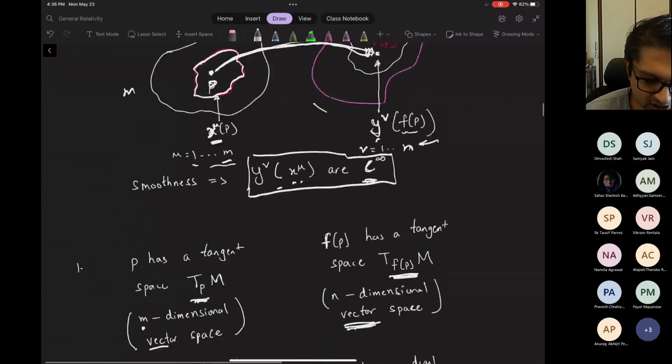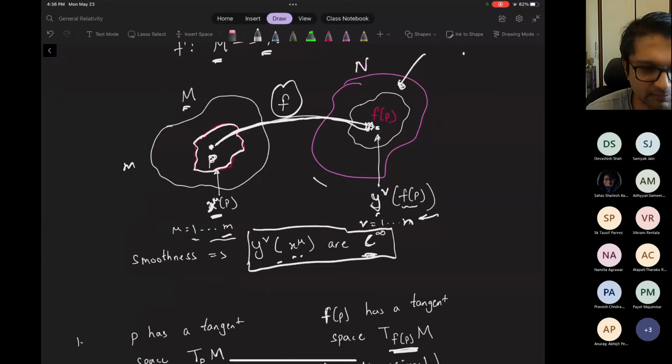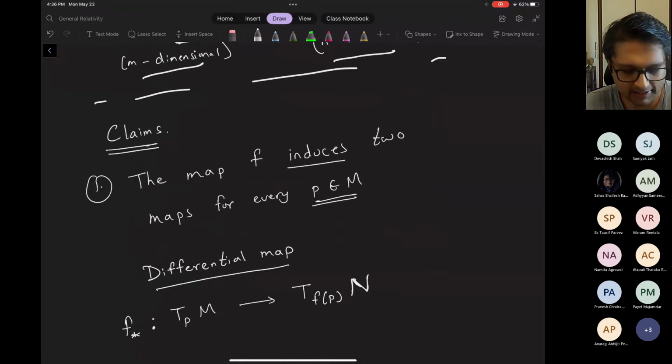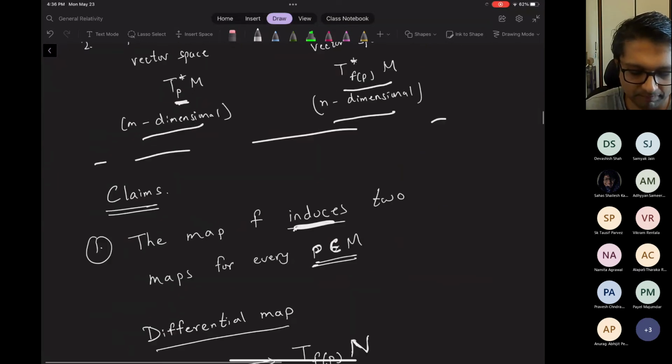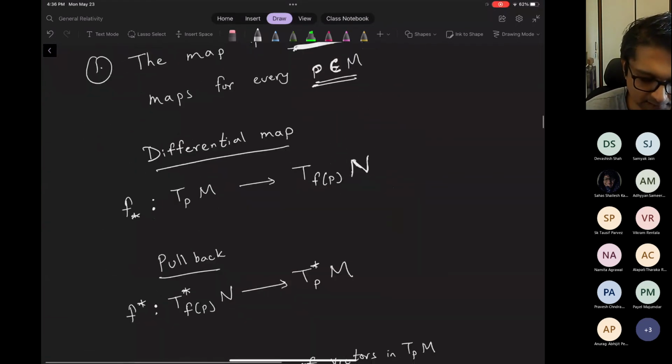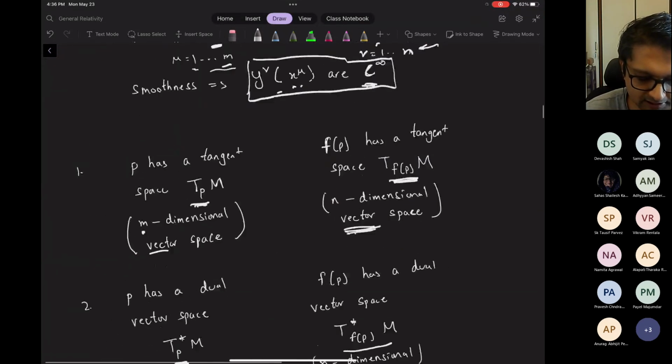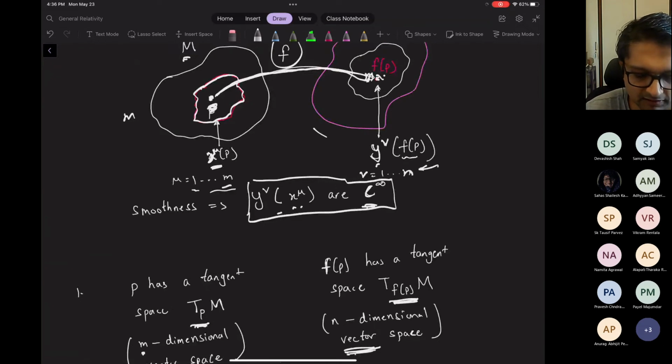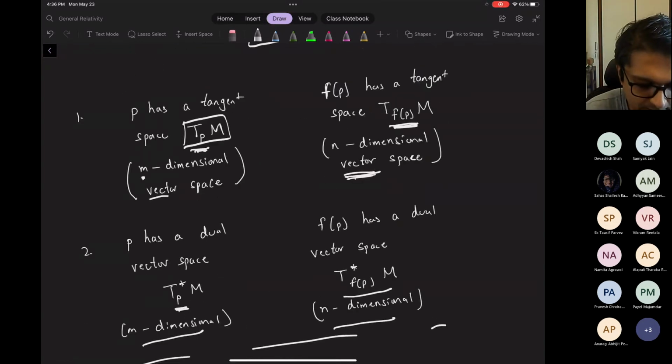The claim is that this smooth map F between the manifolds M and N induces two maps for every point P belonging to M. So given a point P belonging to M, I'm now going to get two more maps. The first map is called the differential map. It's a map from the tangent vector space at P to the tangent vector space at F of P. These are two different vector spaces. One is the vector space T_P M, which is m-dimensional. The other is the vector space at F of P, which is n-dimensional.